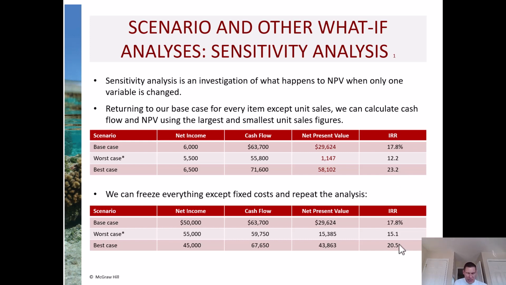So this just illustrates this idea of, if you just mess with one variable, in this case, fixed costs are what we adjusted, then you can see the impact that has on cash flow and also on the NPV and the resultant internal rate of return.